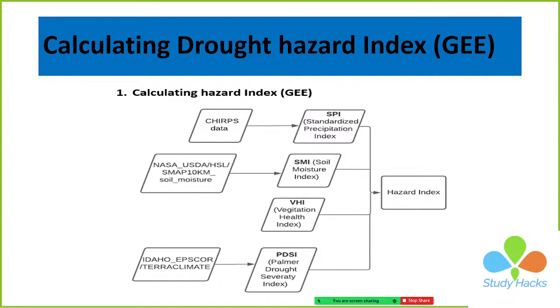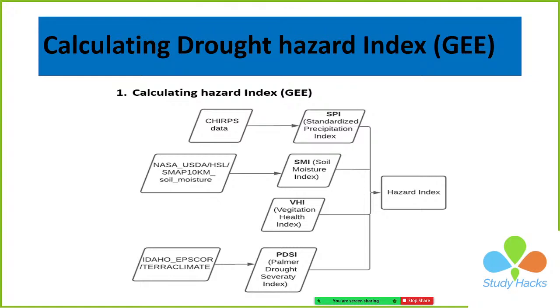So calculating the hazard index, we need to use the standard precipitation index. Mainly this data comes from the CHIRPS data. So here you use the CHIRPS data for getting the SPI, or standardized precipitation index. Then you also see here the soil moisture index. For the soil moisture index we can use the NASA USDA SMAP data set. And you can also see the Palmer drought severity index, PDSI. We can get the data from the IDAHO GRIDMET. Actually all of the data sets we can easily access from the Earth Engine data catalog.